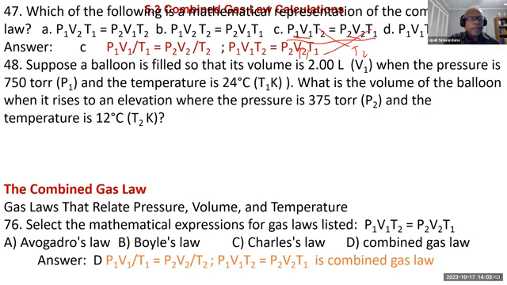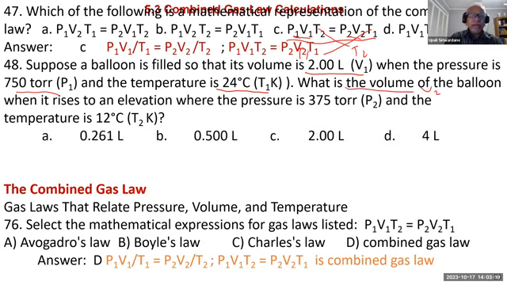Suppose a balloon is filled with 2 liters, the pressure is 362, and the temperature is 24. You need to convert it to Kelvin. They are asking what the volume is. They are asking for V2. That's a combined gas law problem.